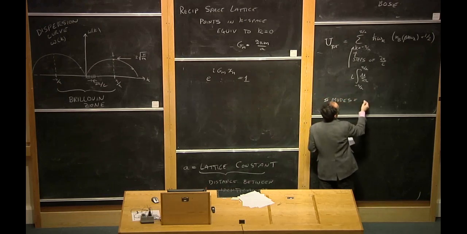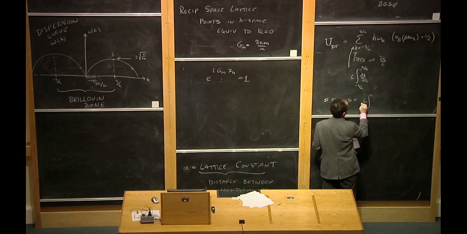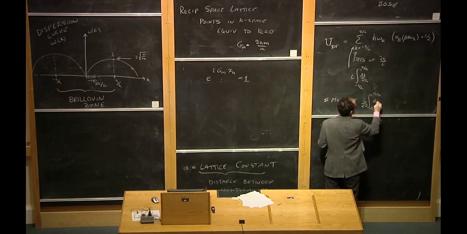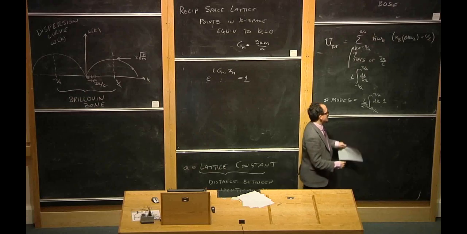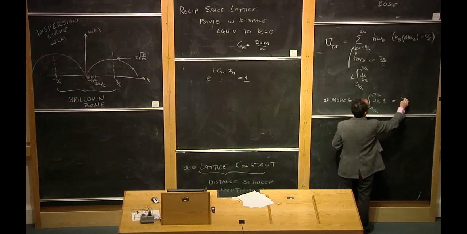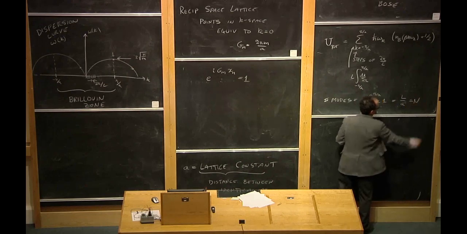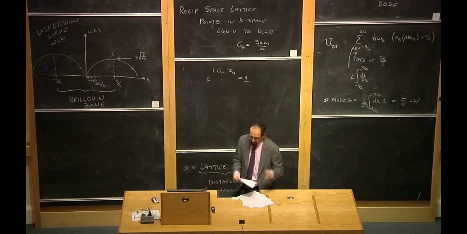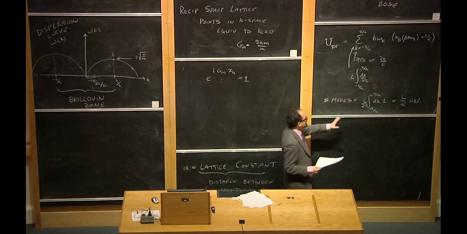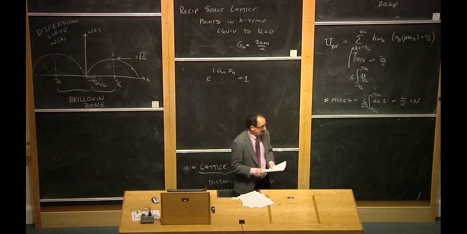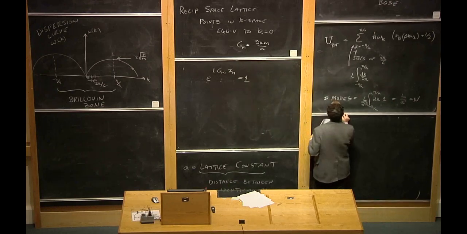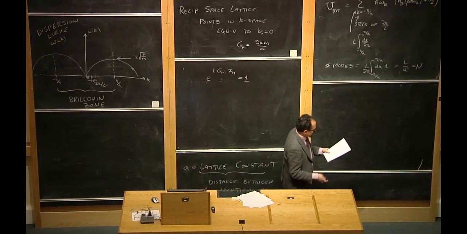it would be L over 2 pi, integral from minus pi over a to pi over a dk of the number 1. So we're just going to integrate over all the modes, count the total number of modes. That will give us L over a, or the number of atoms in the system, which is exactly similar to what Debye did. He cut off his integration over modes such that he would have exactly N modes in the system, no more, no less.